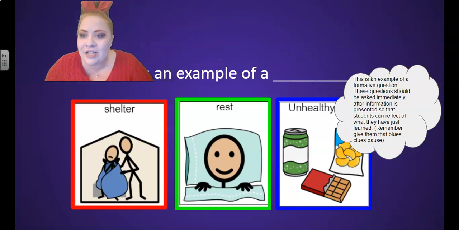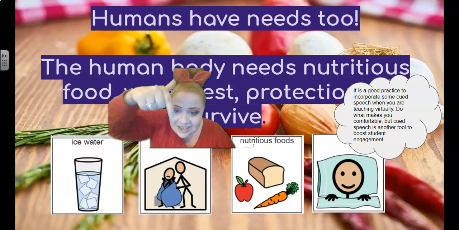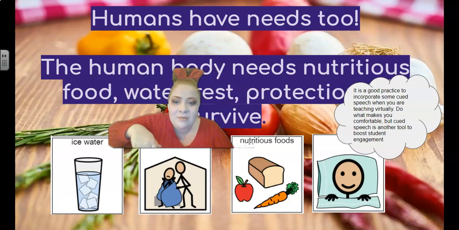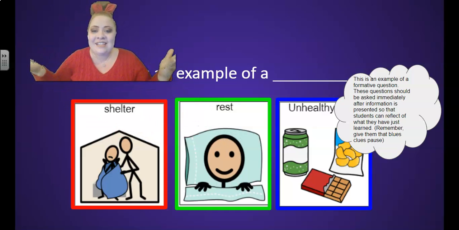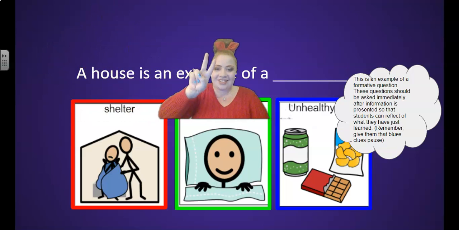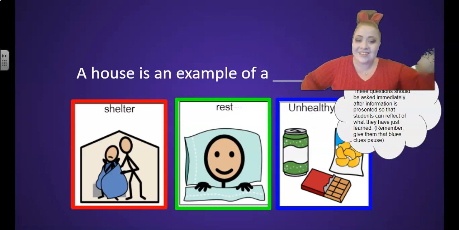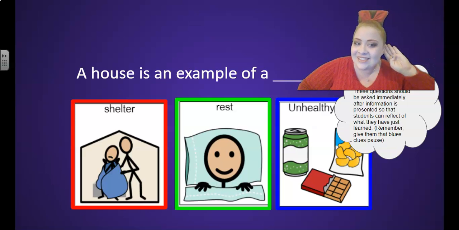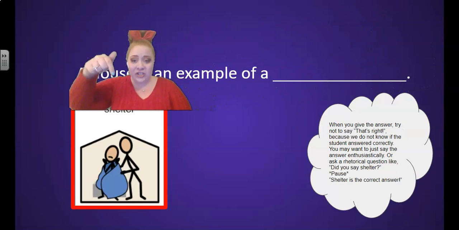All right, and here's where I put a check for understanding, a comprehension question. I just did this slide. In here, I gave shelter. Shelter is one of the things that people need. I gave the answer, and then I'm coming in here and I'm like, were you paying attention? Let's check. A house is an example of shelter, rest, or unhealthy food? Which one? I like to count to 5, 2, 3, 4, 5. Did you say shelter?